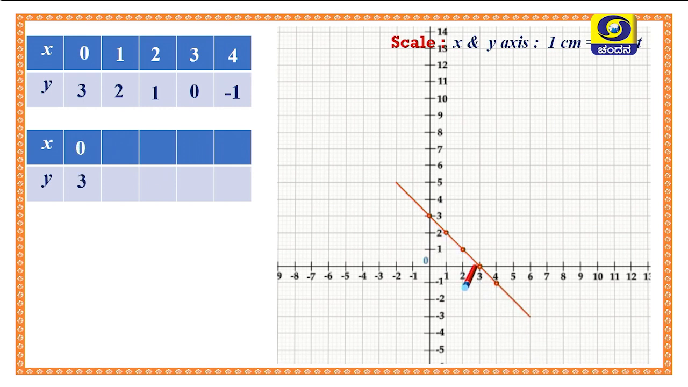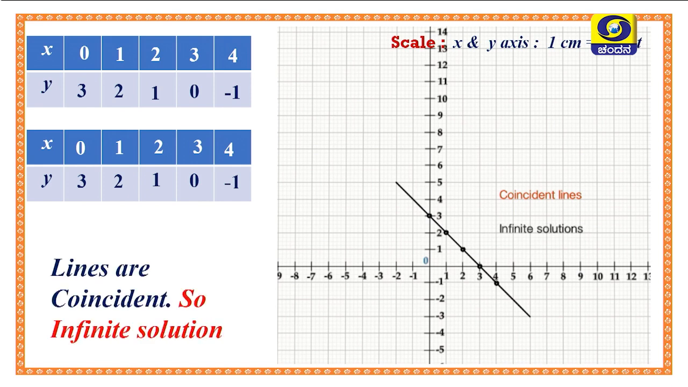Now for the second equation, x coordinate 0, 3, again the same, 1, 2, 2, 1, 3, 0, 4, -1. Mark those points, draw a straight line. What are you observing here, children? What are you observing? Those two lines are coinciding on each other, that is overlapping on each other.